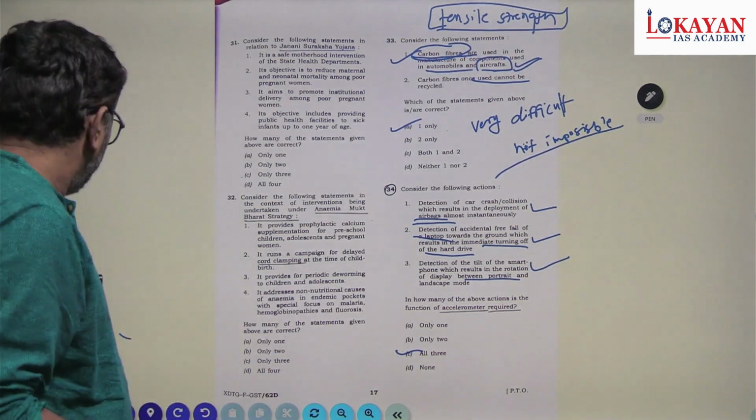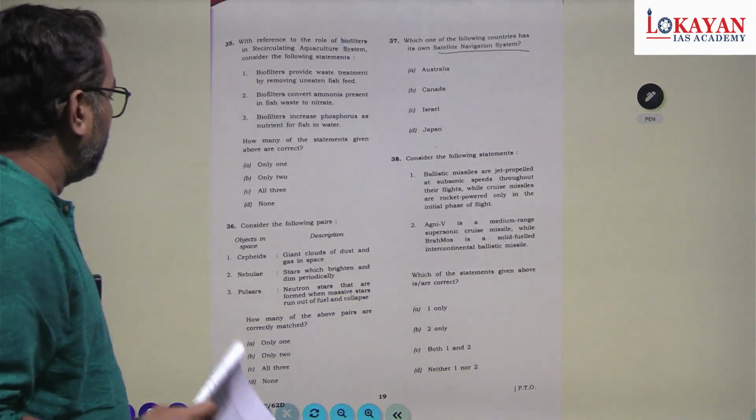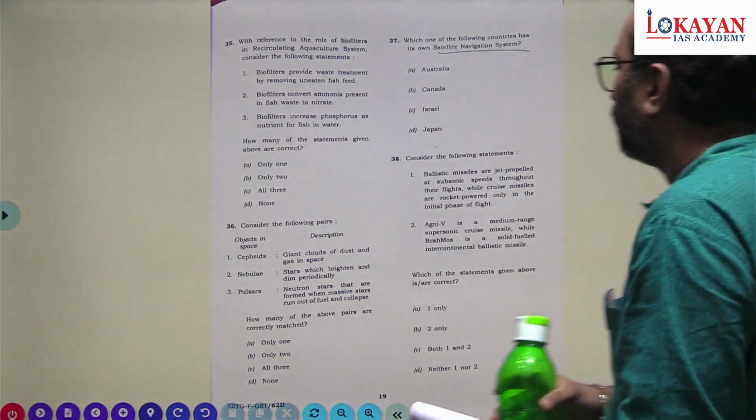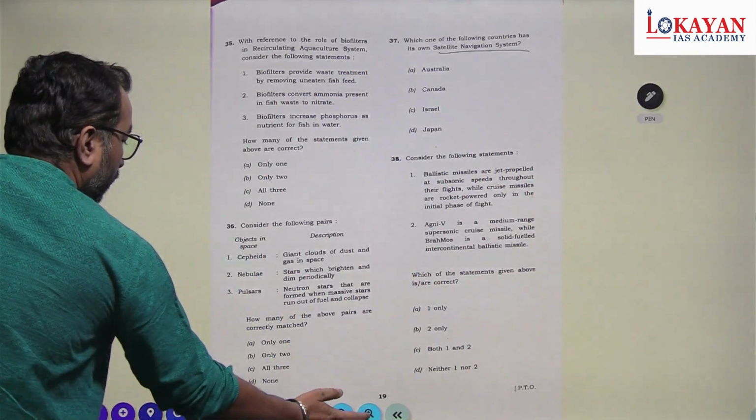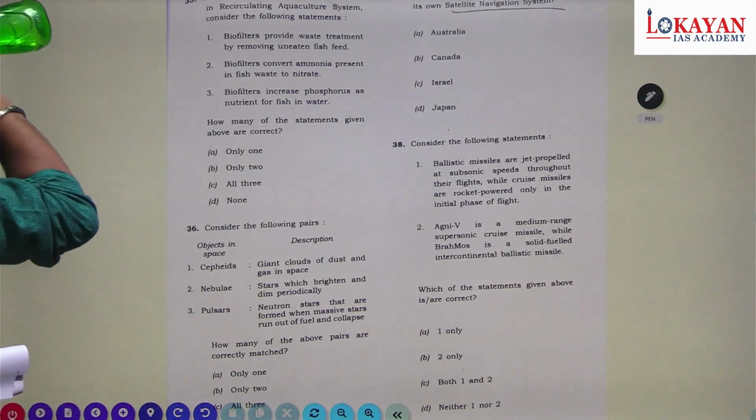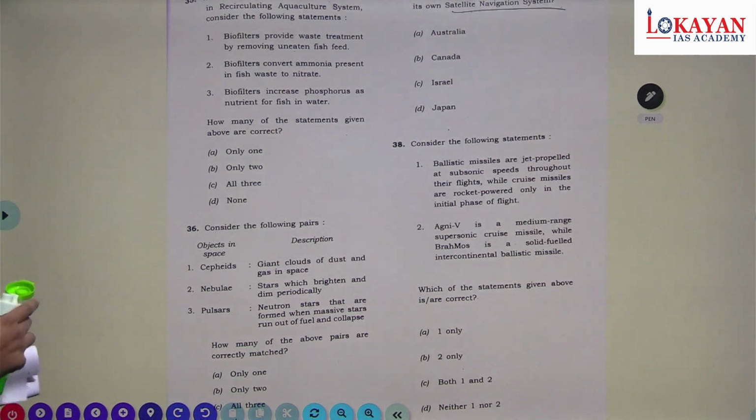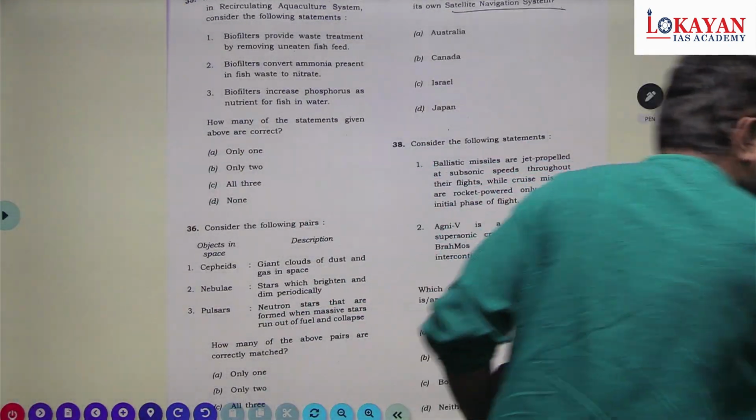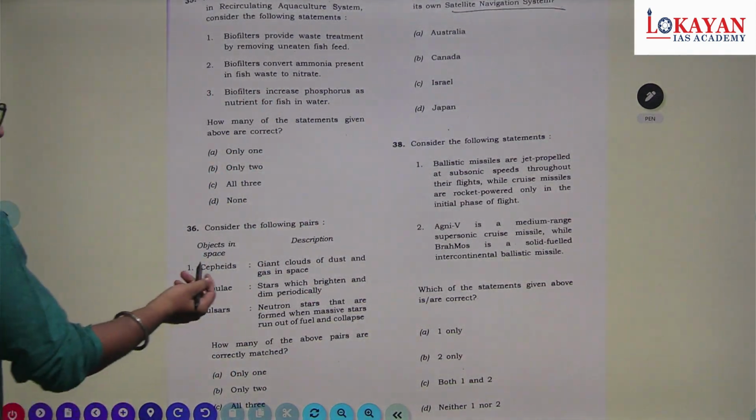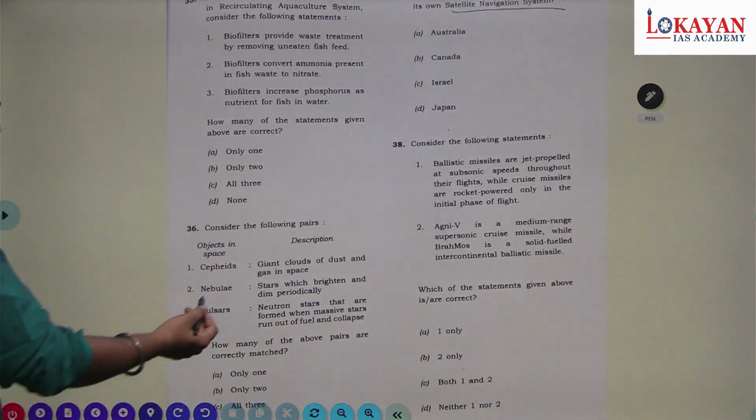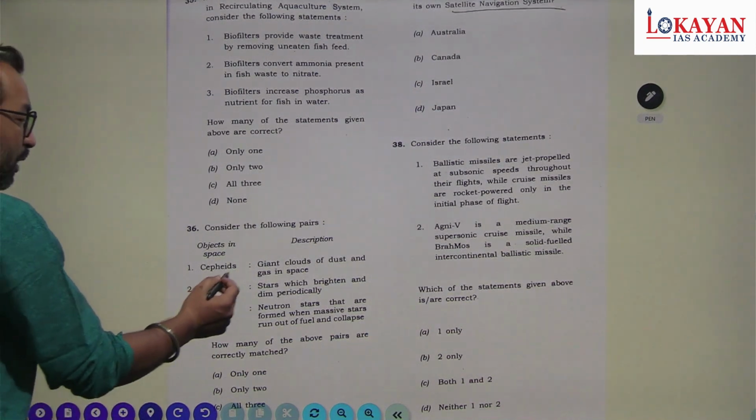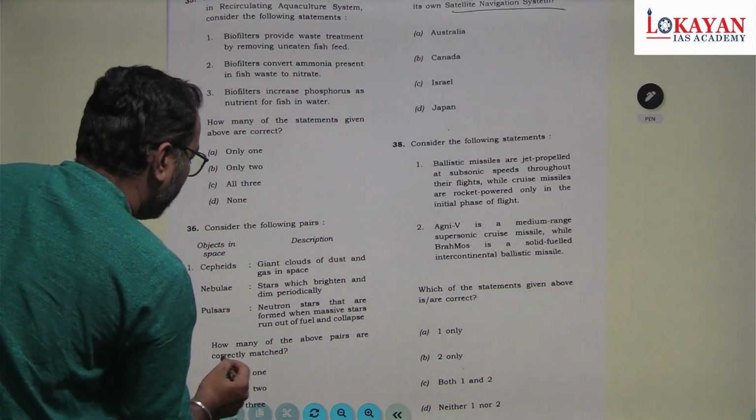Yes. Next is question number 36. Again, it is related to space. See, what does question 36 say? Three concepts are given here. Three objects in space: Cepheids, nebula, and pulsars. What do these things mean? Now, the question is, how many of the above pairs are correctly matched?